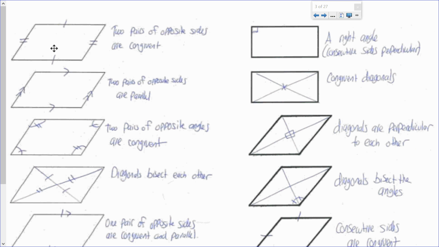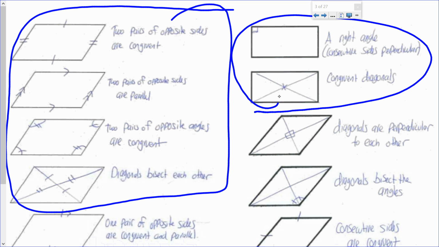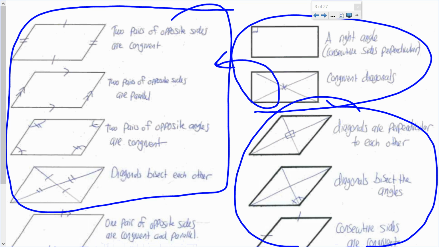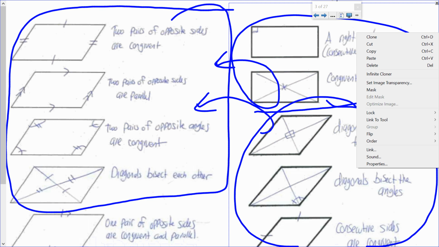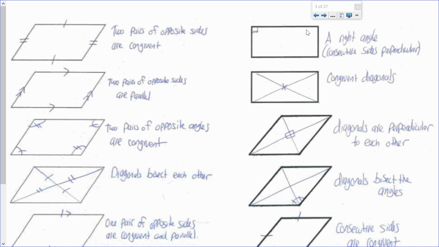All of these shapes, parallelogram, rectangle, rhombus, square, have these four properties. Rectangles have these two plus these four. Rhombuses have these three plus these four. Squares have all of them. Square has every single property that you see on here. Now, let's answer questions based on that first, and then we'll talk about how to prove each shape.